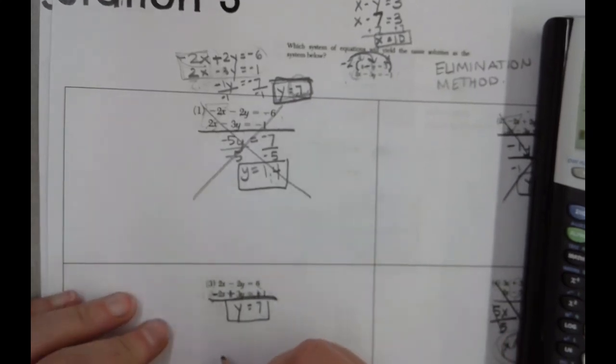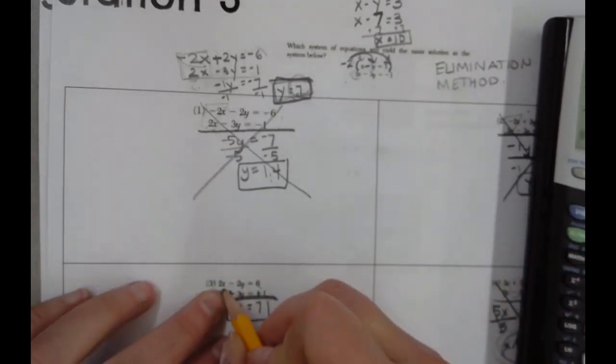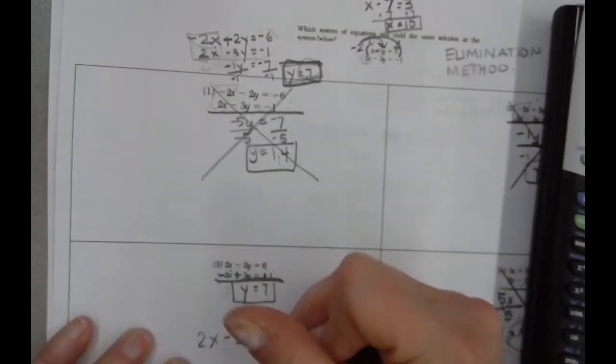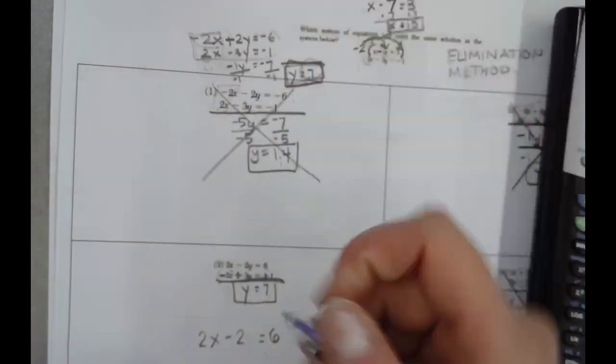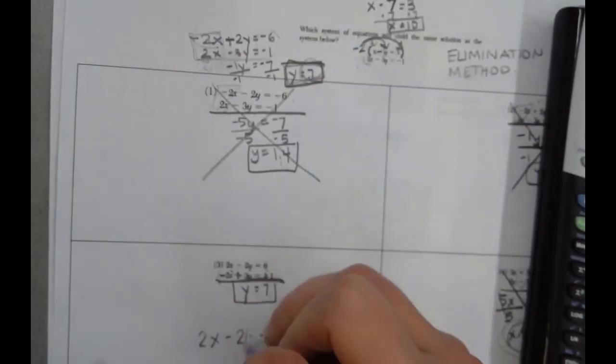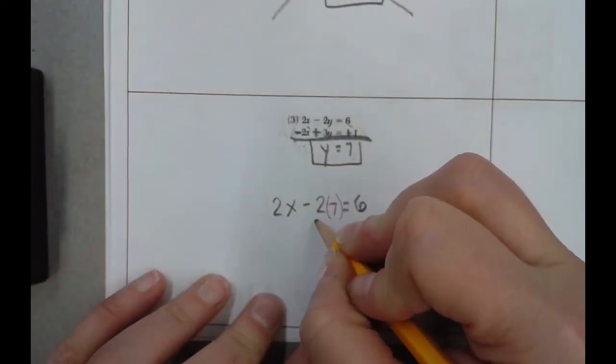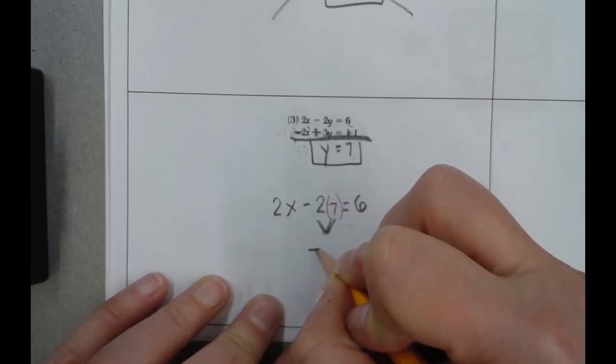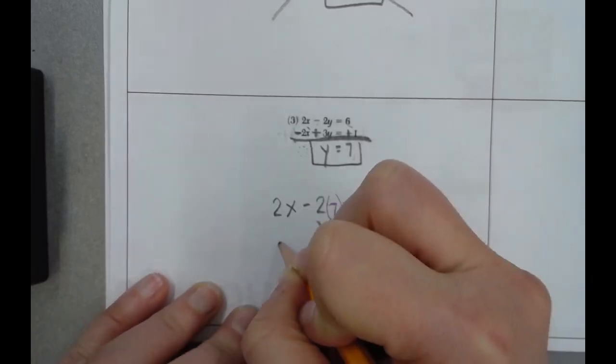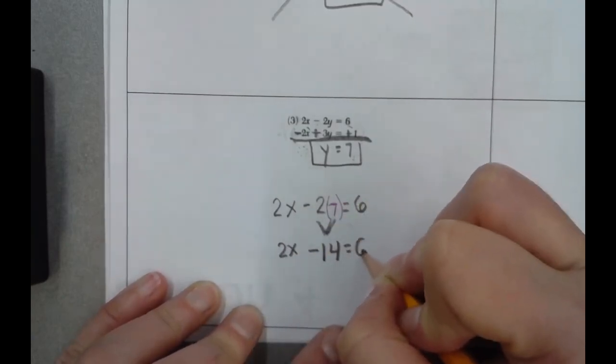I'm going to go with the top equation. So we rewrite the top equation, 2x minus 2y equals 6. Remember, we know what y is worth. Y is worth 7. So let's change that y right there. Let's put it in as a 7, right? So now we start simplifying, right? Negative 2 times a positive 7 is a negative 14, right? We have to leave the 2x and we have to leave the equal 6 for right now.